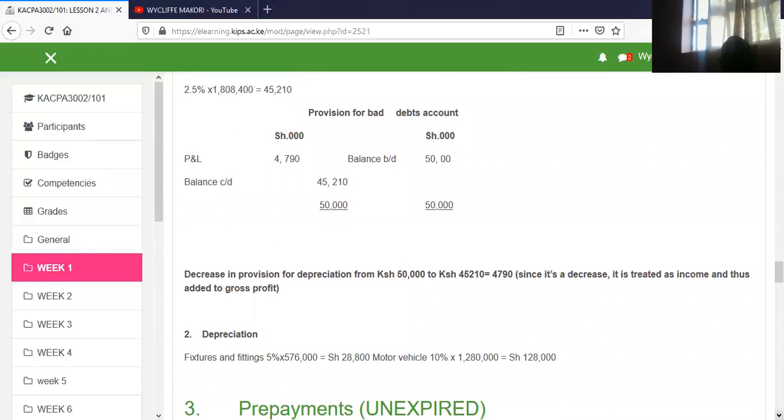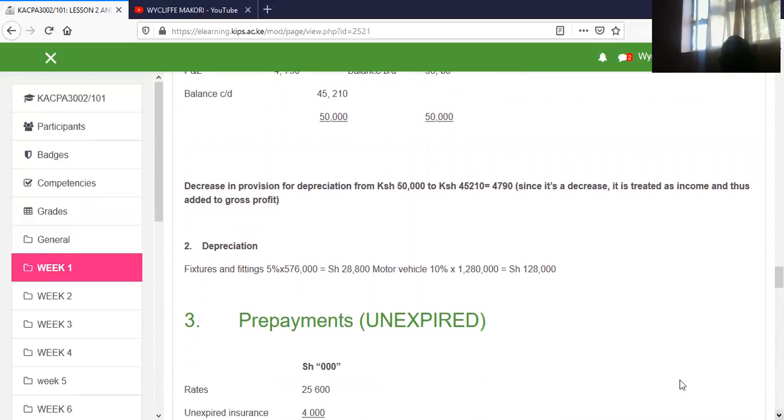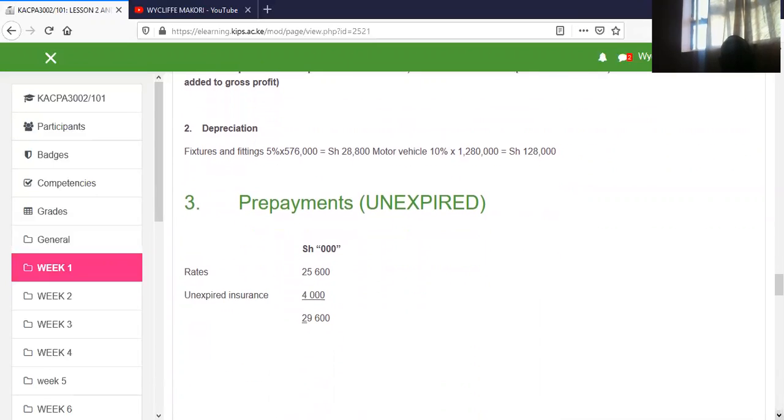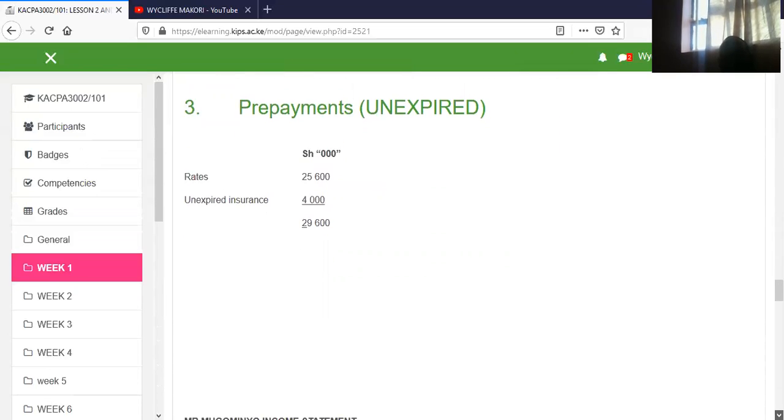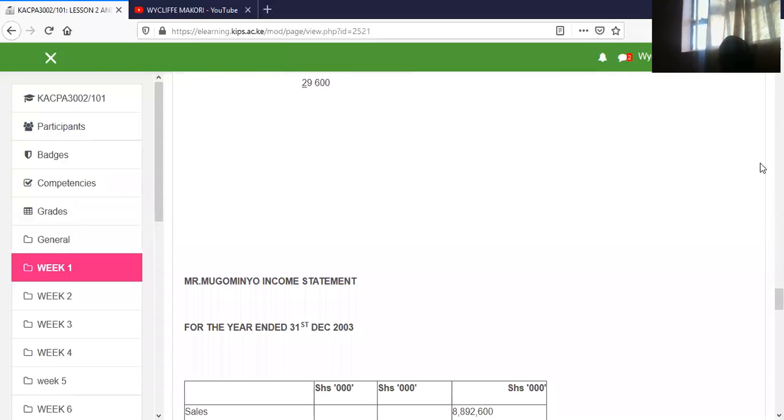Then provision for depreciation, you calculate accordingly. Fixtures and fittings, they were 5% of the cost, which gives you this. Motor vehicle, it was 10%, which gives you that. The prepayments, always we add them because they have not been earned. This is now the case. You get that figure, and then now you can go ahead and prepare it.